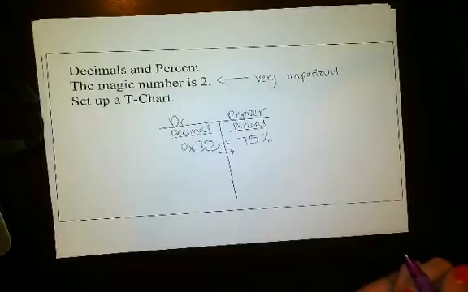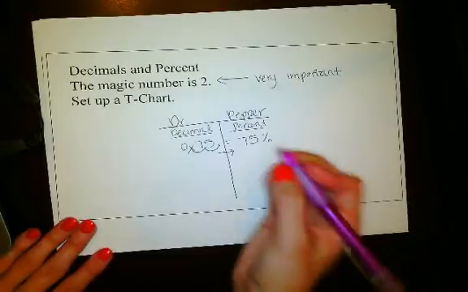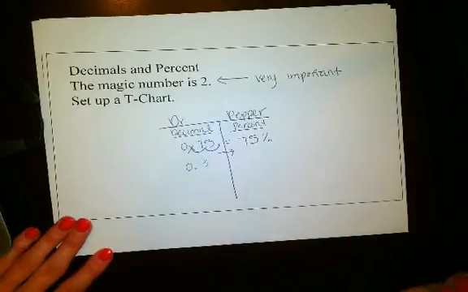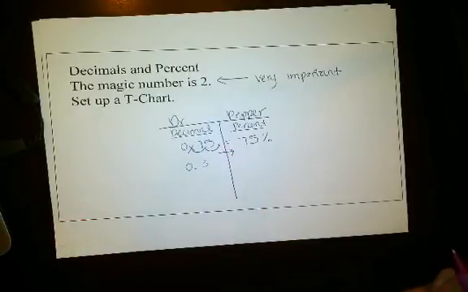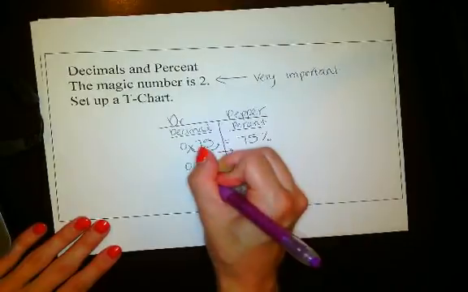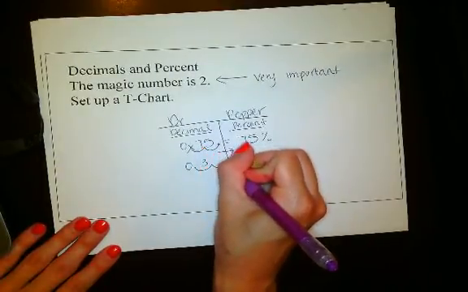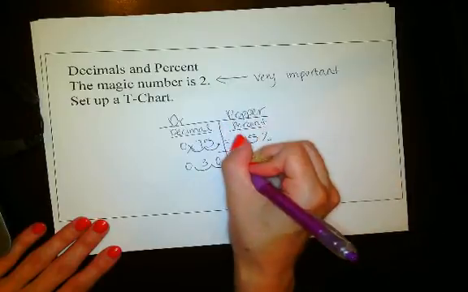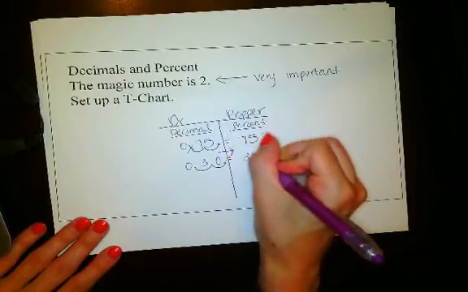Let's do it again. Let's turn 3/10 into a percent. So we're going to move the decimal point 2 places to the right. 1, 2, and what do you think is going to go in that hole? A 0. So 3/10 is equal to 30%.